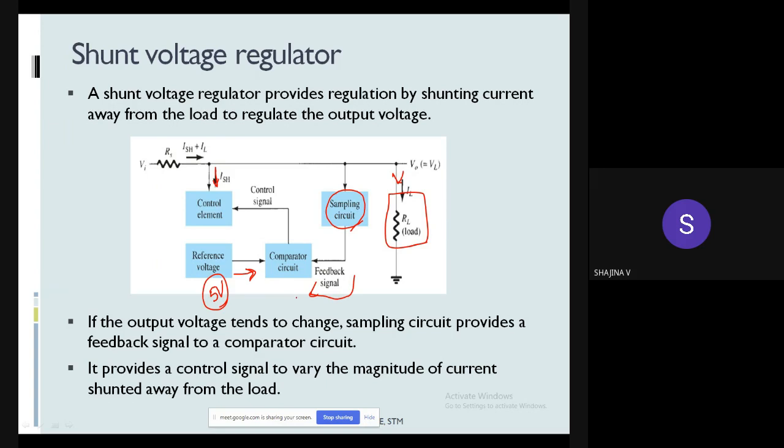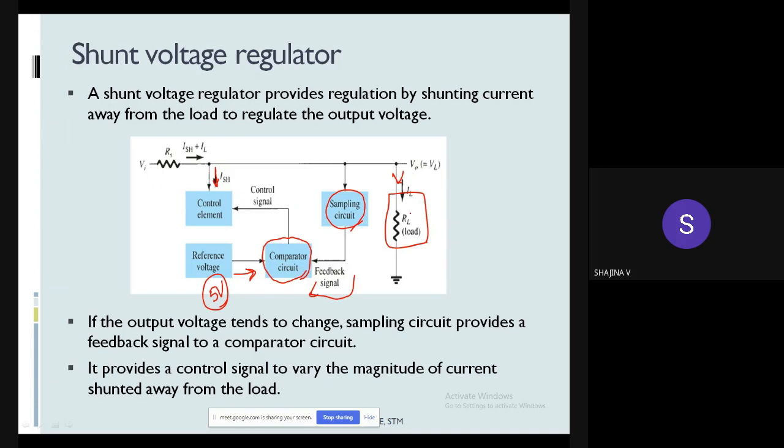If the output voltage is greater than the reference voltage, it should be reduced. If the output voltage is less than the reference voltage, it should be increased. Did you understand? To provide that operation, this comparator circuit continuously compares the reference voltage with the output signal. So the output voltage is sampled through this sampling circuit, or we can say as feedback, and it is continuously compared with the reference voltage.